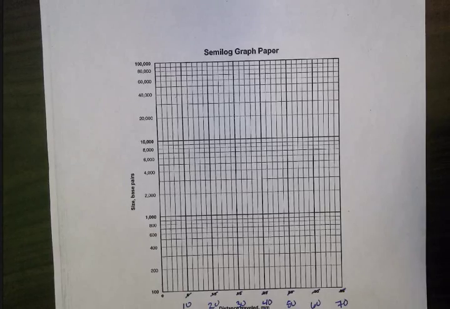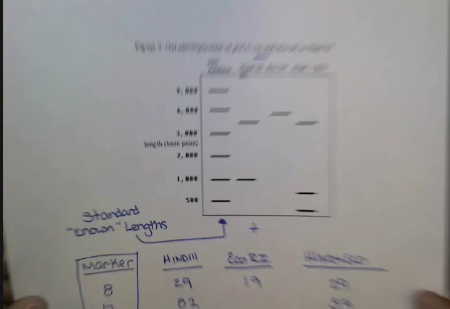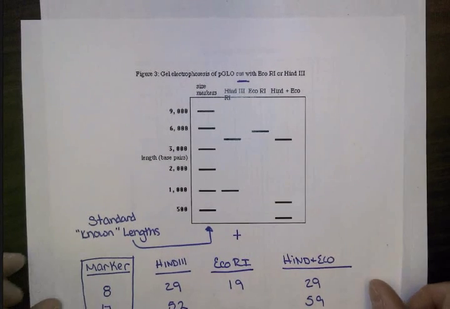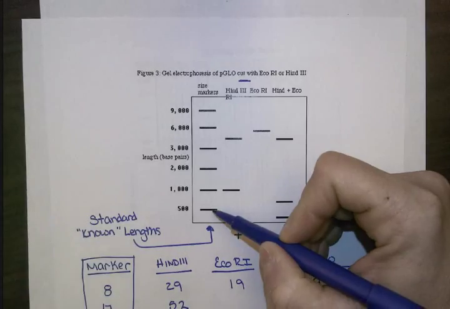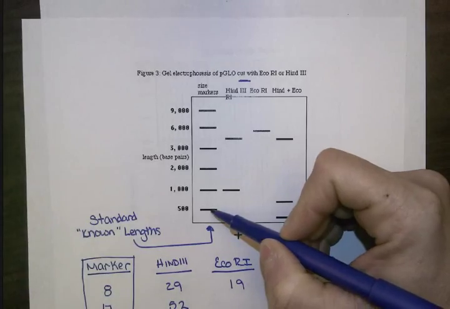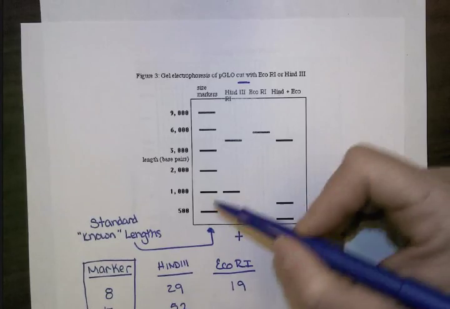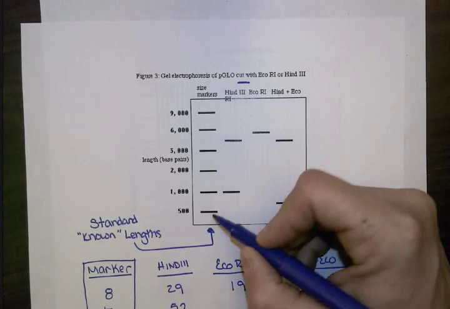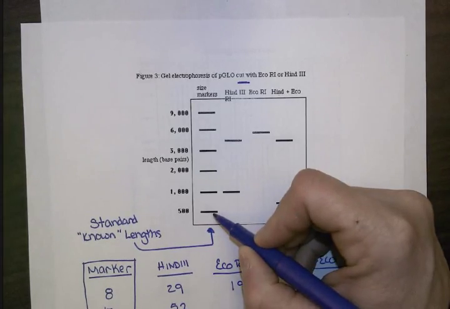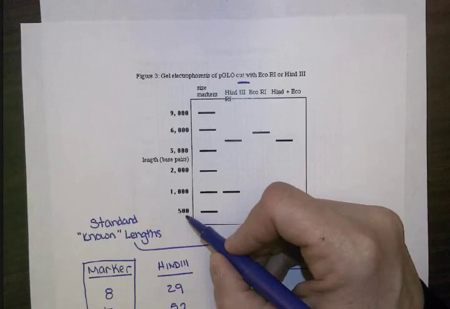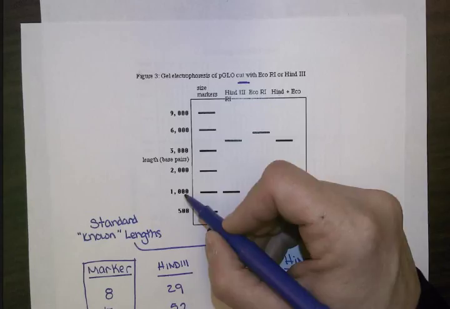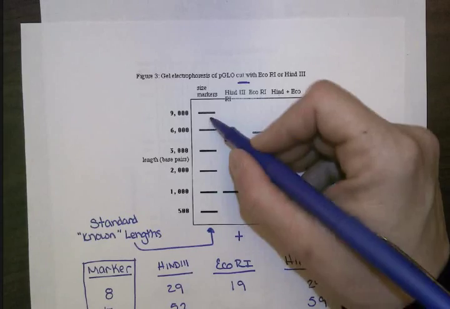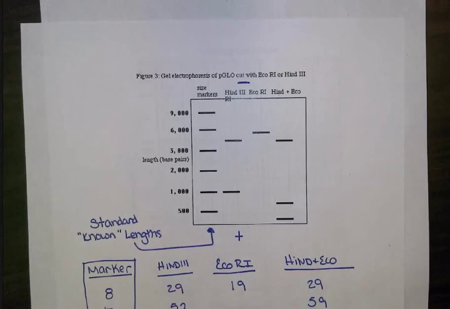All right, so back to my original set here. Again, we know the lengths of these standards. They are given to us by the companies that make them, so we know that the ones that have traveled the farthest distance will be 500 base pairs long. The one that has traveled the second farthest distance will be 1,000 base pairs long, and we can continue to fill in that information.